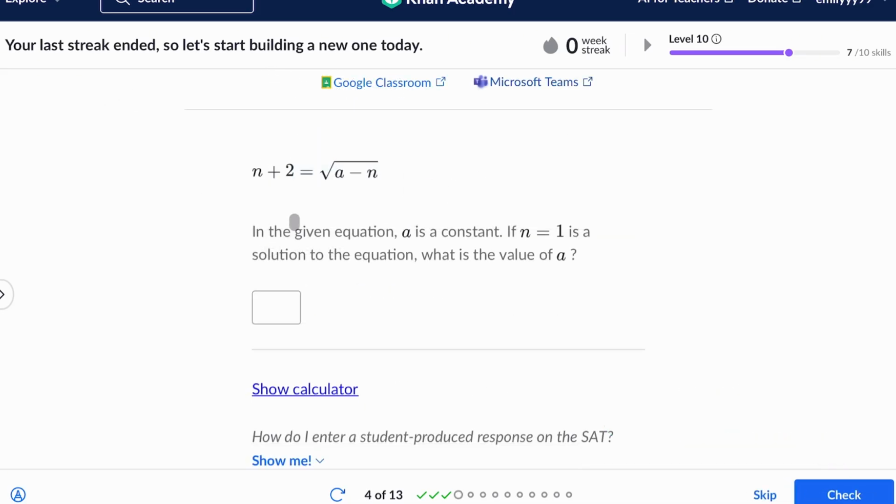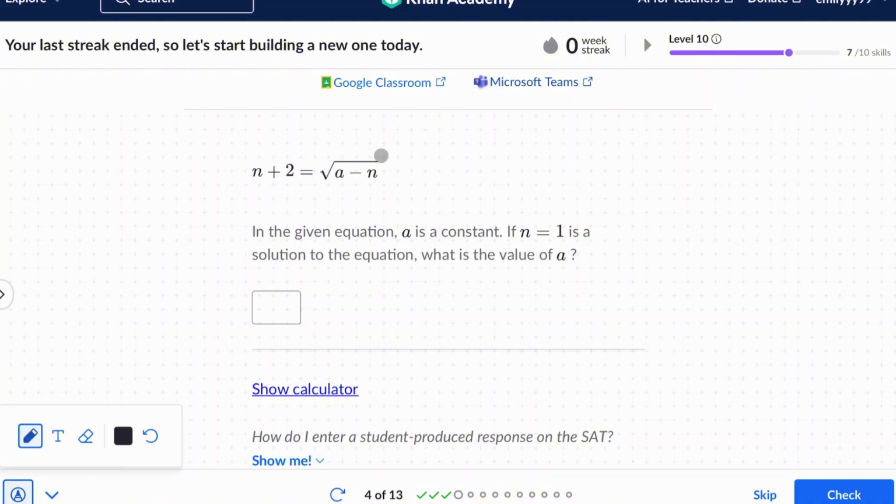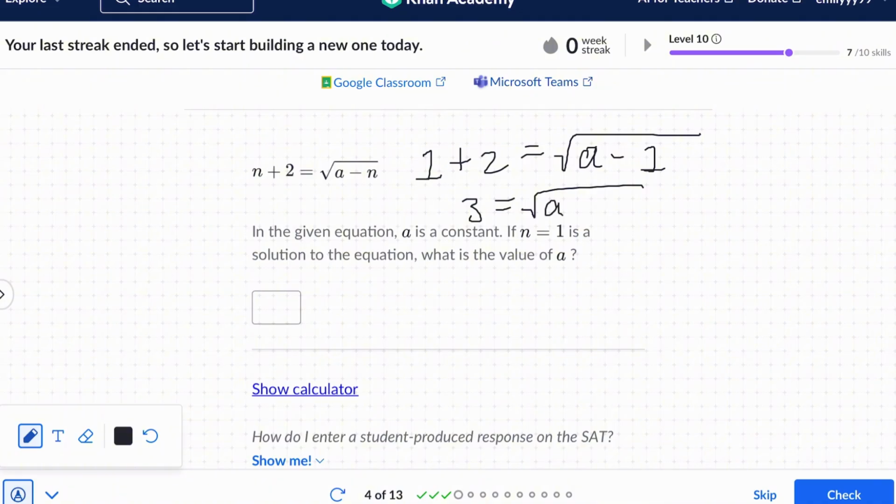Okay, so we have an equation here. In the given equation, A is a constant. If n equals 1 is a solution to the equation, what is the value of A? So all we have to do is plug in 1 for n and then solve for A. So here we have 1, that's n plus 2. So 1 plus 2 is equal to the square root of A minus 1. So do that right here. We can see 1 plus 2 is 3, equal to the square root of A minus 1.